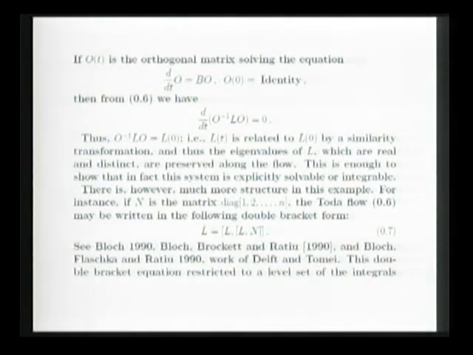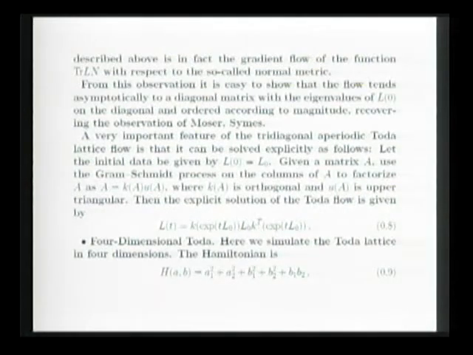You can show, in fact, that this double bracket equation, restricted to a level set of its integrals, is the gradient flow of the function trace L^n with respect to the so-called normal metric. I'm not going to say too much about this metric now, but it's a natural metric that exists on co-adjoint orbits, and it gives rise, in fact, to this flow. There are several metrics that you can write down, including the Koiller metric, but this turns out to be the right metric for the flow.